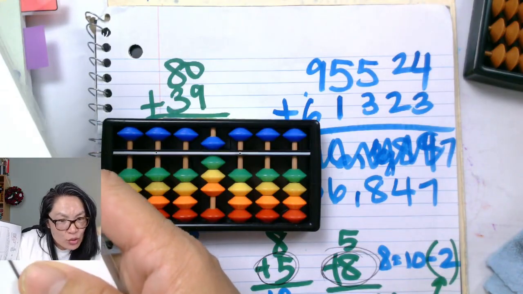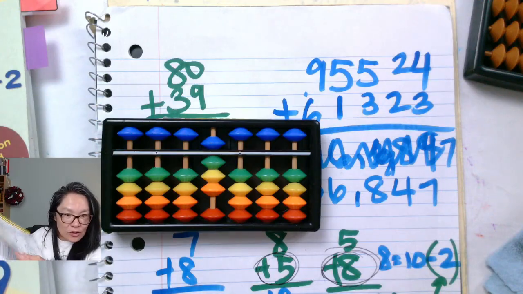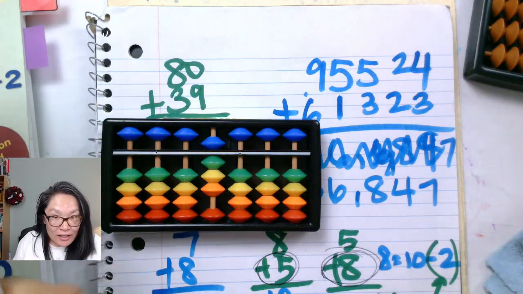What? 920? You got 928? That's crazy. That's awesome, Audrey. Okay.